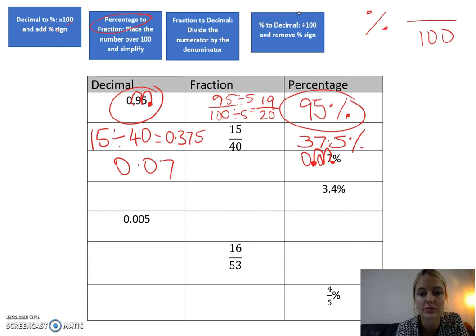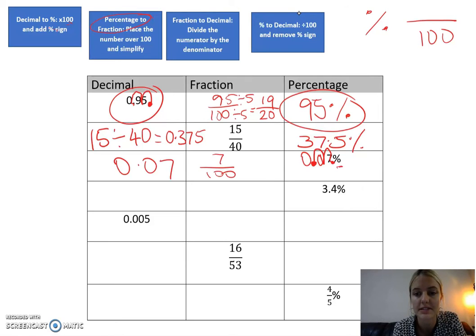Percentage to fraction is simply place the number over 100. The percentage sign means over 100, out of 100. So 7 out of 100, and simplify. 7 is a prime number, so it doesn't have any factors other than 7 and 1. So that's already simplified.